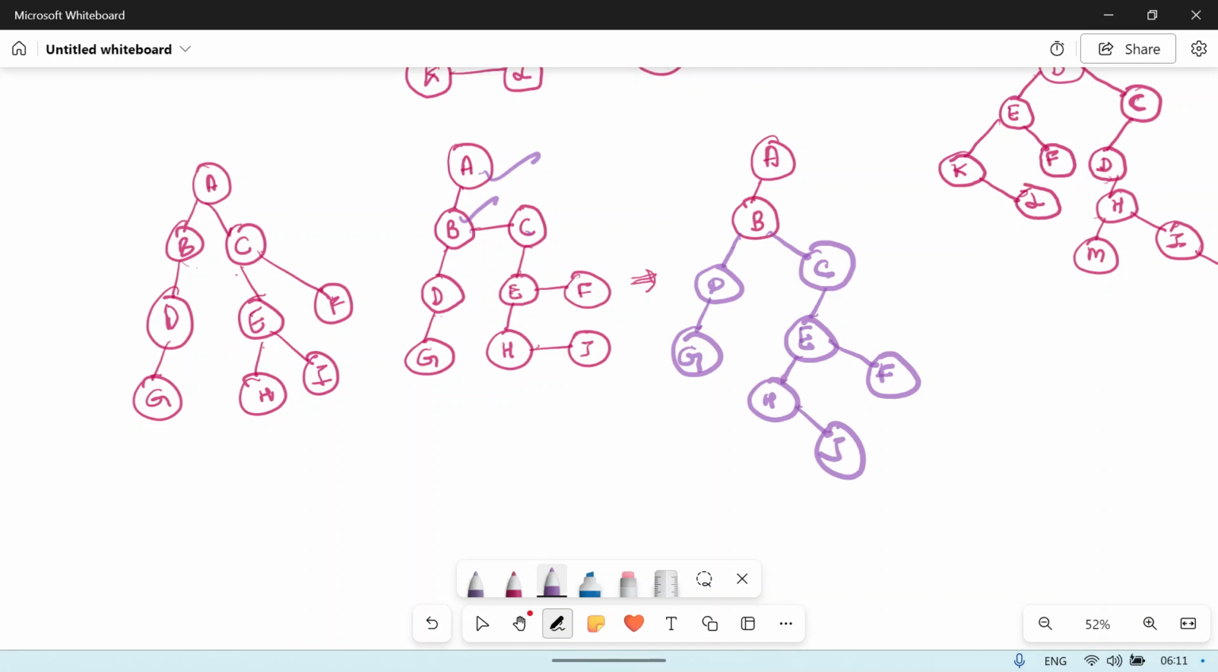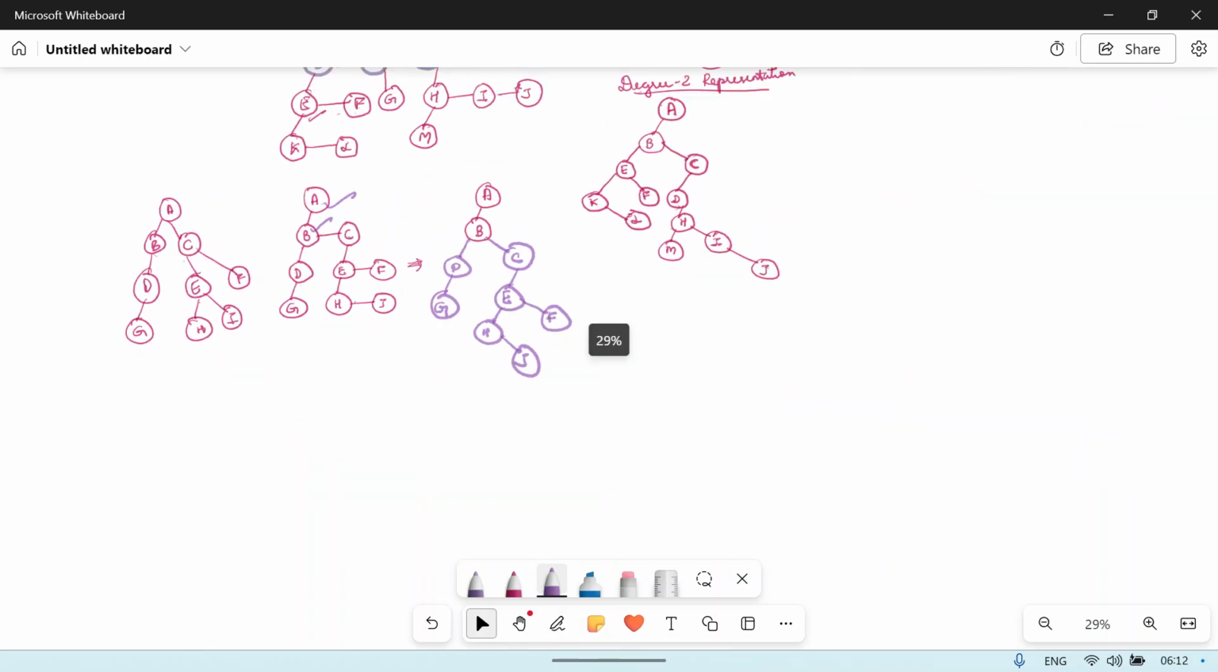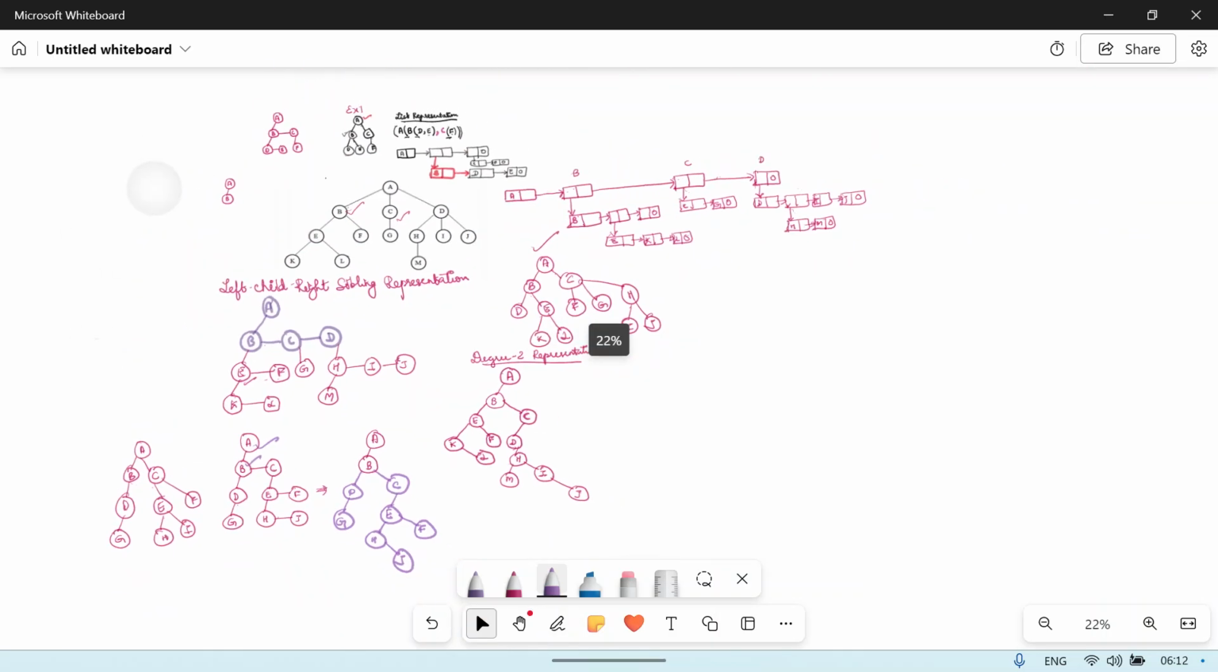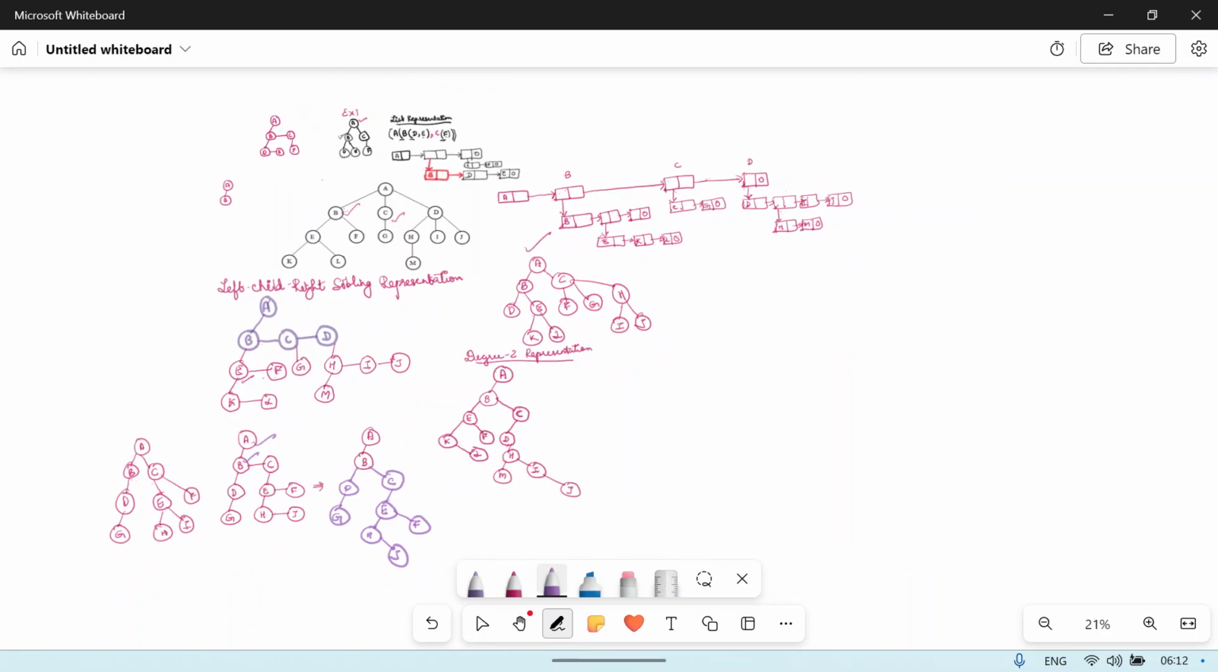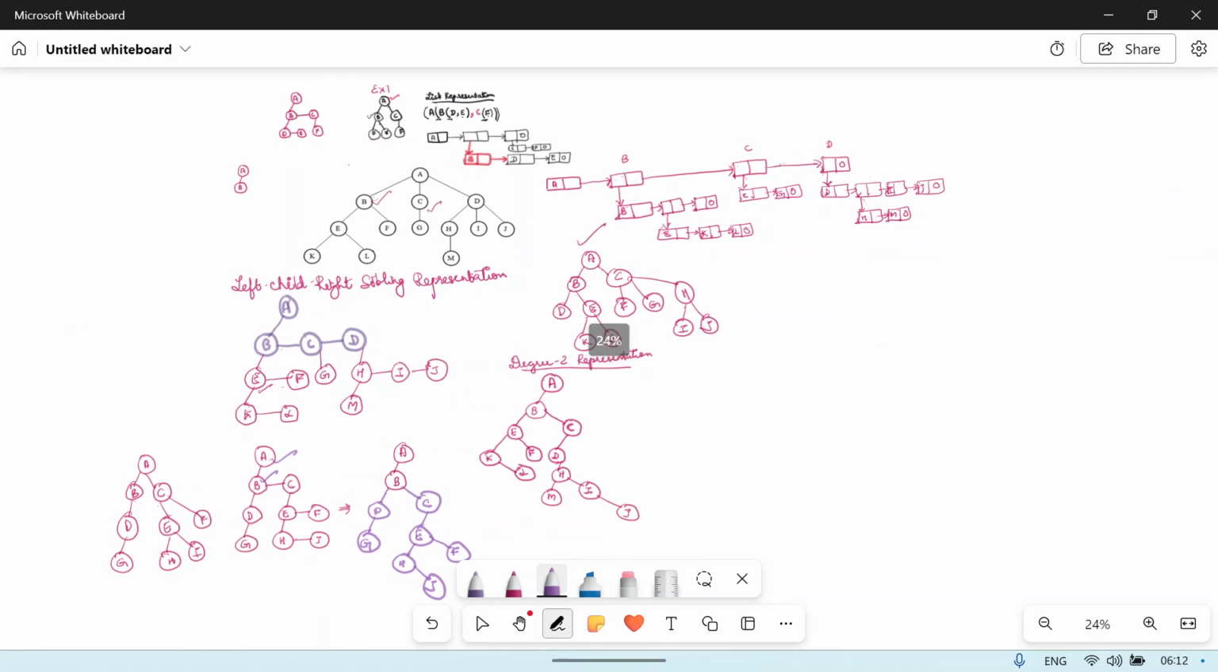This is how you do the three representations. So you can take a screenshot of this, take your own example, and then try to do all three representations for the given tree.